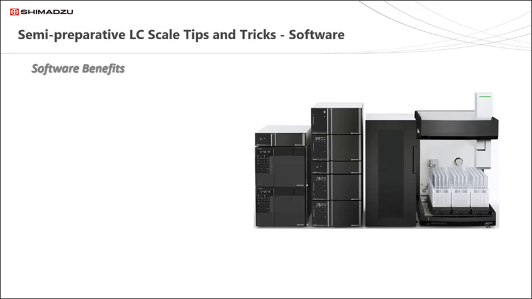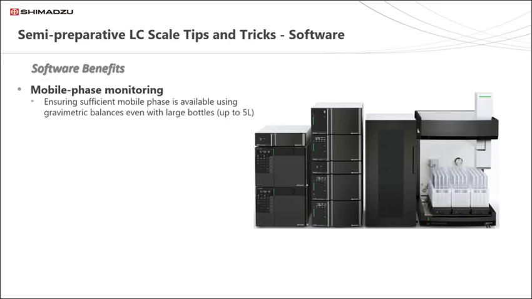Software benefits. Mobile phase monitoring. Ensuring sufficient mobile phase is available using gravimetric balances, even with large bottles up to 5 litres. Automatic peak recognition. The fraction collector is able to collect the peaks based on the detector signal reliably. Fraction simulation uses a scout run to predict collection parameters. Easy as clicking and dragging. These 3 features were covered in session 2.